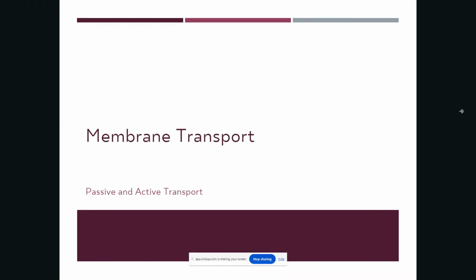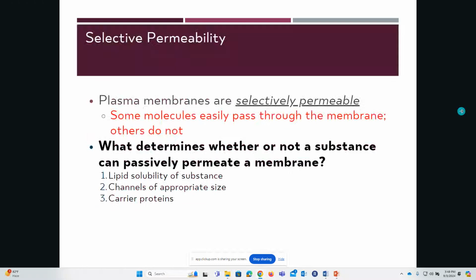Next, we're going to be looking at membrane transport, both passive and active. So we have to go back to that function of selective permeability for the plasma membrane. The plasma membrane is selectively permeable, but what does that mean? Well, it means some molecules can easily pass through the membrane and some don't.